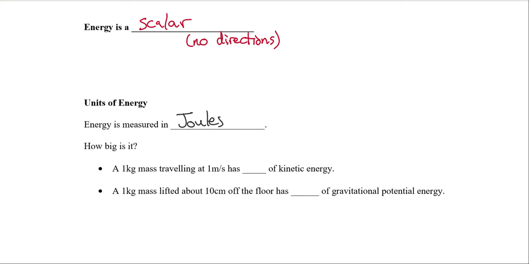How big is 1 joule? Well, if you had a 1 kilogram mass traveling 1 meter every second, it would have 1 joule of kinetic energy. Or if you took 1 kilogram of mass and you lifted it about 10 centimeters off the floor, that is 1 joule of gravitational potential energy.